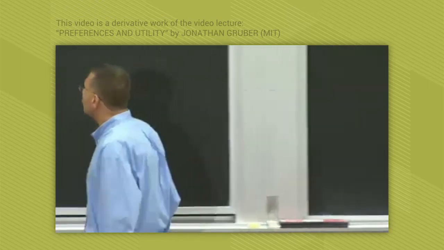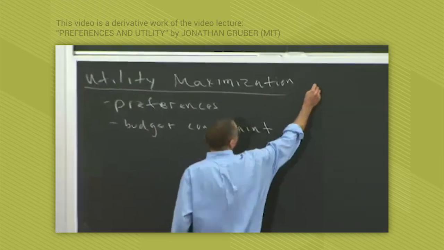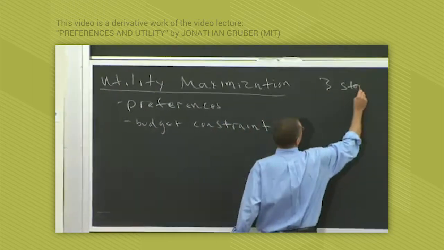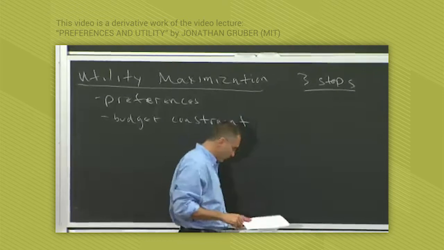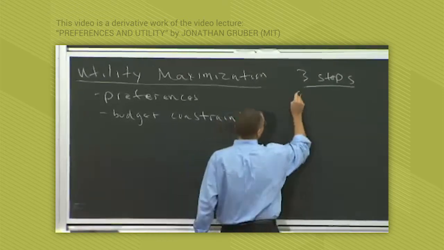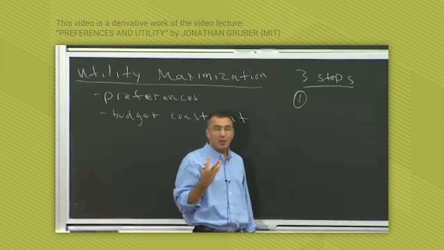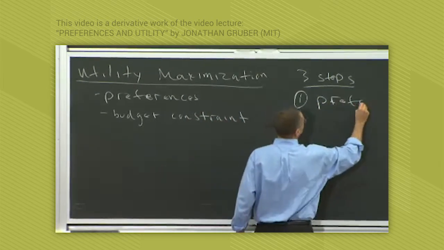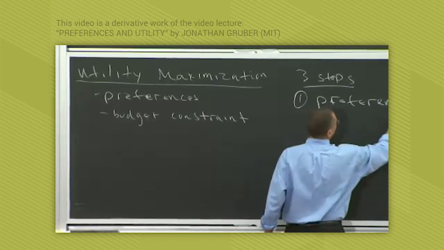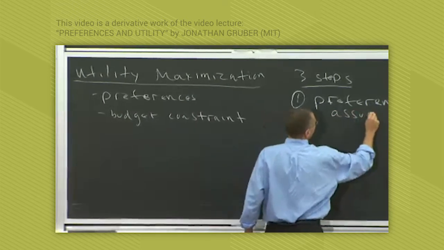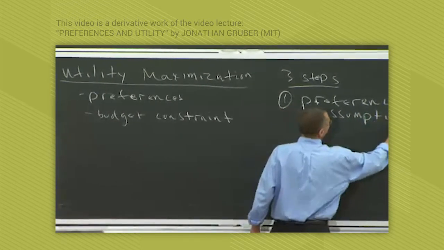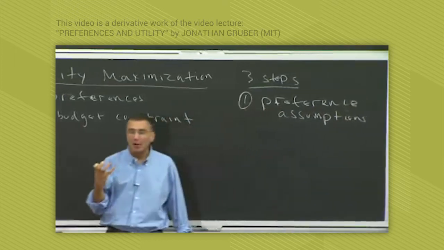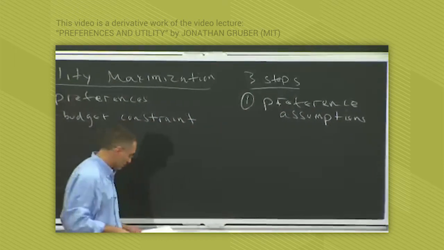So basically what we're going to do is go through this in 3 steps. Okay, not just in this lecture, but over the next few lectures. Okay, step 1 is we're going to talk about what assumptions we make about preferences. So we'll talk today about preference assumptions, so sort of the axioms that underlie how economists model consumer preferences.